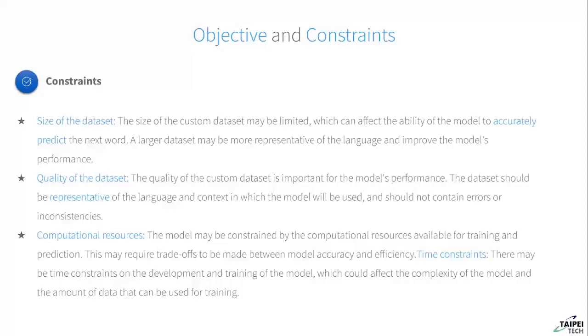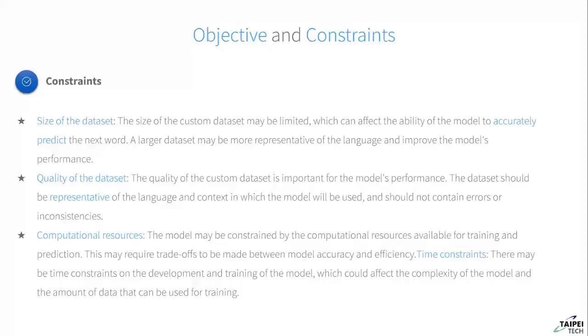Then we have the quality of the dataset. The quality of the custom dataset is important for the model's performance. The dataset should be representative of the language and contexts in which the model will be used, and should not contain errors or inconsistencies.